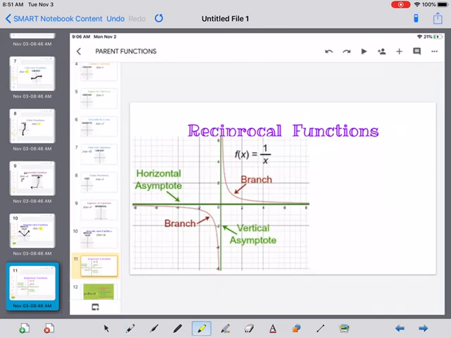And then last but not least is the equation that starts with a fraction, and that is going to be your reciprocal. So f equals 1 over x. And if you notice, reciprocal means flip or opposite, so you have two opposite lines. And so any equation that starts with that is going to have those two opposite lines.